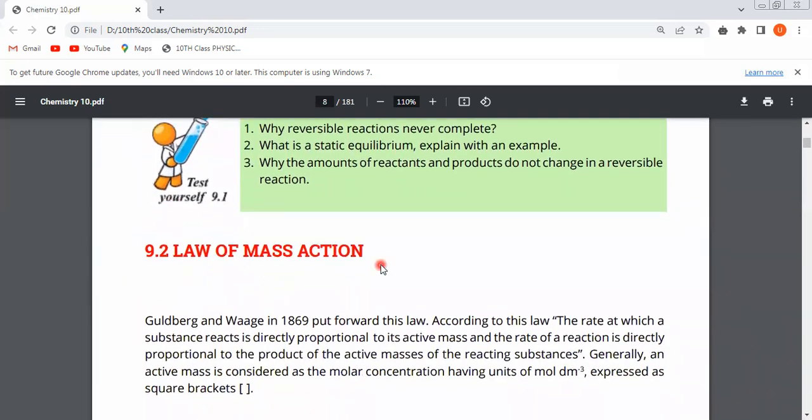Law of mass action. Guldberg and Waage put forward this law in 1867. According to this law, the rate at which a substance reacts is directly proportional to its active mass, and the rate of reaction is directly proportional to the product of the active masses of the reacting substances. Generally, active mass is considered as molar concentration, having unit of mole per decimeter cubed, expressed in square brackets.